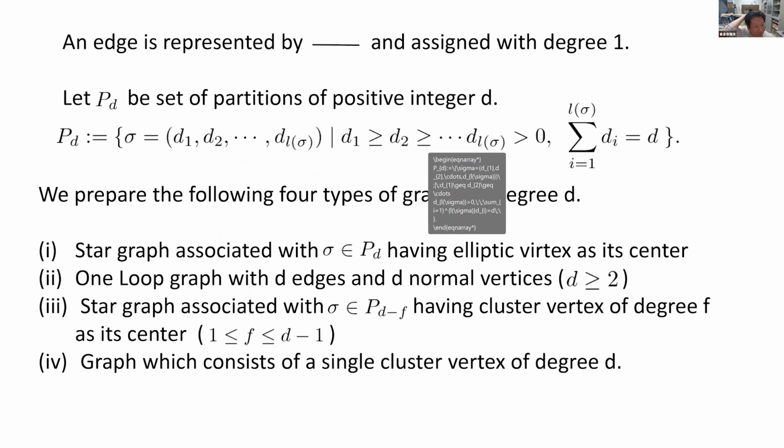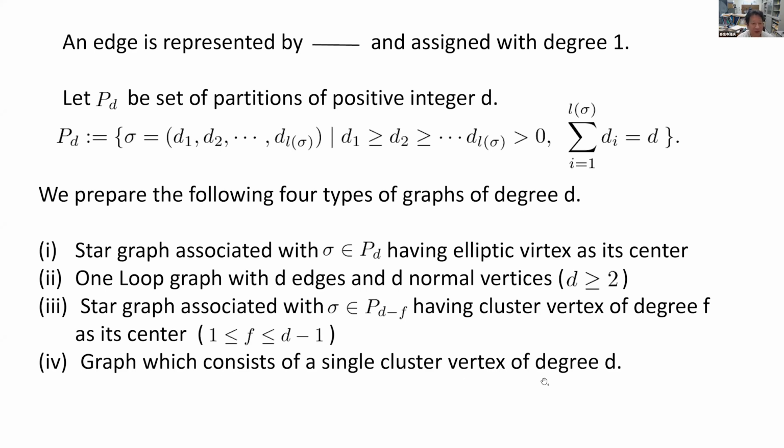Then we also introduce the partition of a positive integer d. Let P_d be the set of partitions of the positive integer d. This is a generalization of the line graph. So we prepare the following 4 types of graphs of degree d. First is the star graph associated with a partition sigma, having an elliptic vertex as its center. And second is the one loop graph with d edges and d normal vertices. The type 3 is the star graph associated with sigma, which is a partition of d minus f, and having a cluster vertex of degree f as its center. Then type 4 is the graph which consists of a single cluster vertex of degree d.